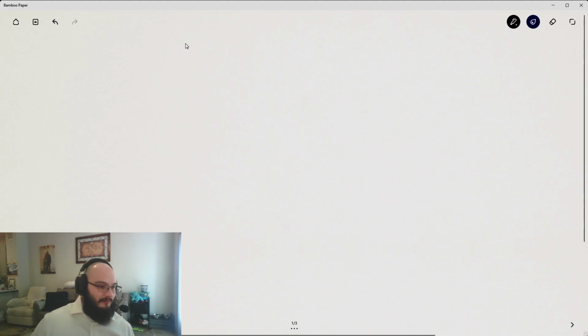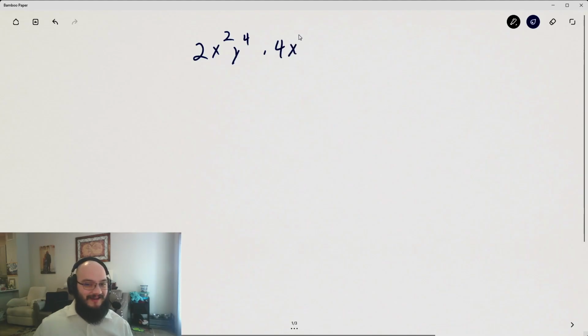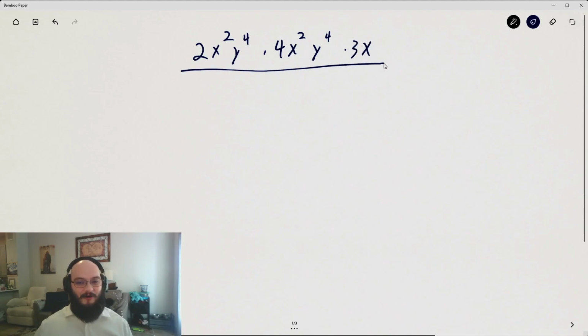Our third example, oh gosh, this is a mess. 2x squared y to the fourth times 4x squared y to the fourth times 3x, over 3x to the negative third y squared. Wow. Okay, so this is a lot to go through.